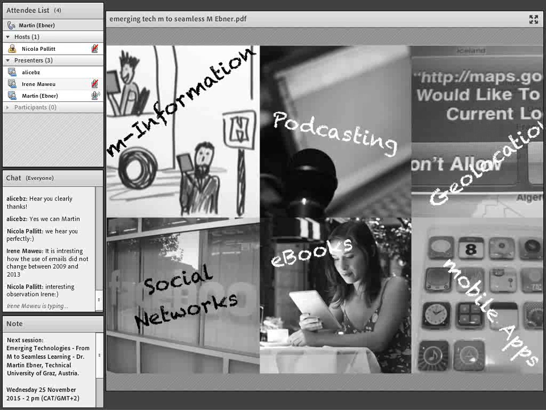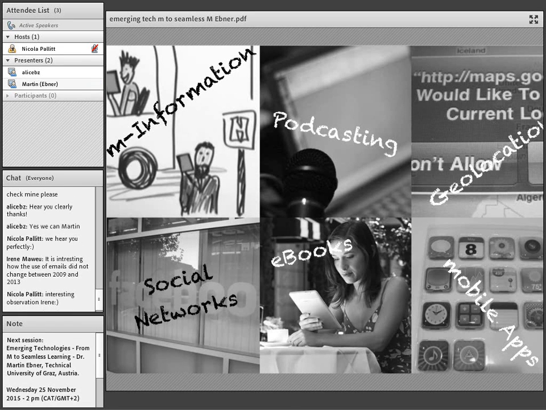Yeah, and if I'm talking about mobile learning, I do not like to reduce mobile learning to just one aspect, mobile applications. Normally, if I'm talking with people, they are just thinking of mobile applications. But I think we have 6 different fields. If we are talking about mobile learning, we have mobile information, podcasting, the geolocation area, social networks, ebooks, and finally these mobile apps.